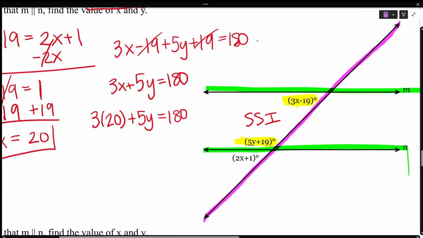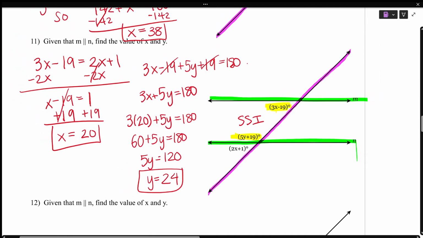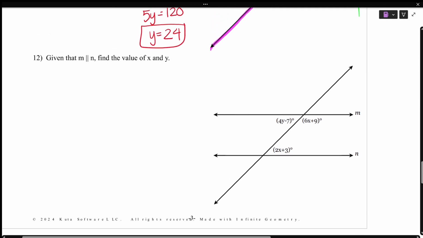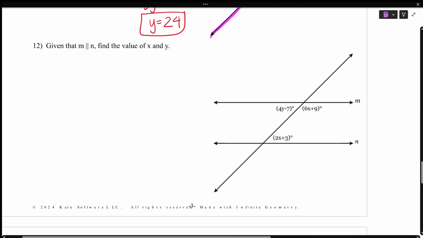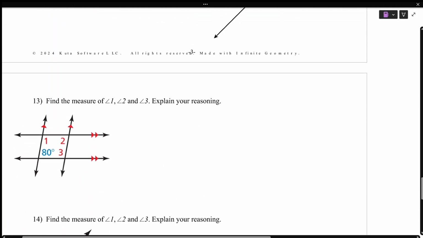We don't have two variables anymore. 3 times 20 is 60. 5y equals 120. I just subtracted 60 on both sides. And y is equal to 24. Okay, there you go. Okay, number 12 is very similar, so try out number 12 on your own, right? Okay, let's do this last one, 13, and then you're going to do 14 on your own.